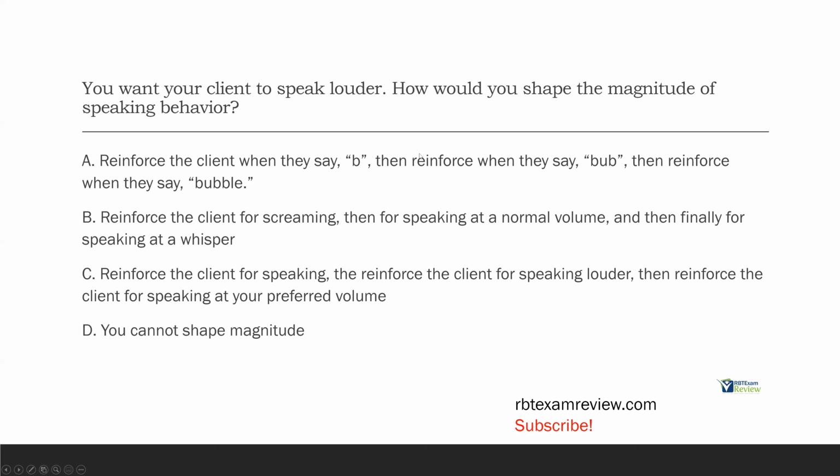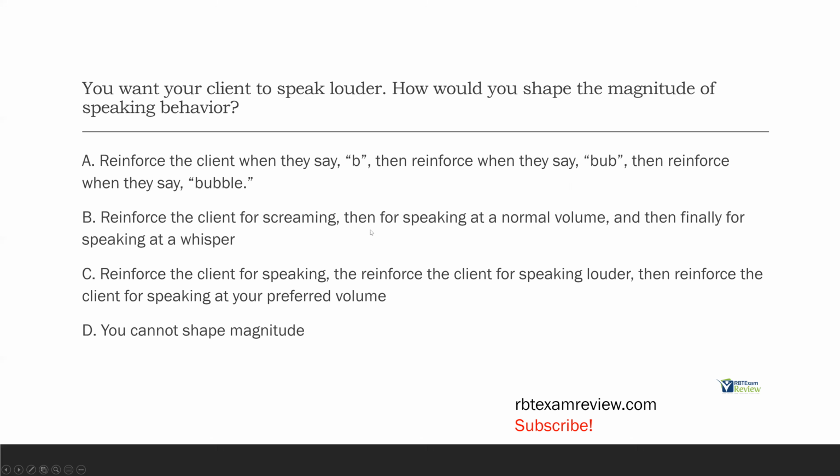So A, reinforce the client when they say buh, then reinforce when they say bub, then reinforce when they say bubble. Are we changing the magnitude here? We are not. We're changing the response. We're not getting any indication of the client's volume or intensity here, okay? You have to be careful. We're simply just changing the response here.